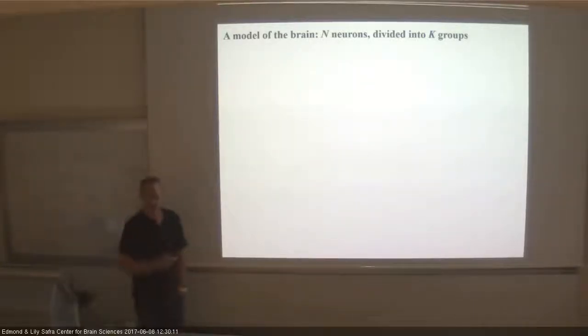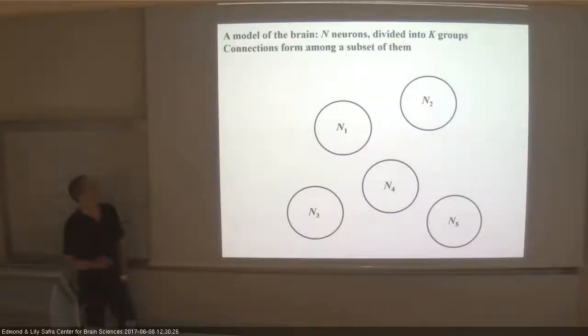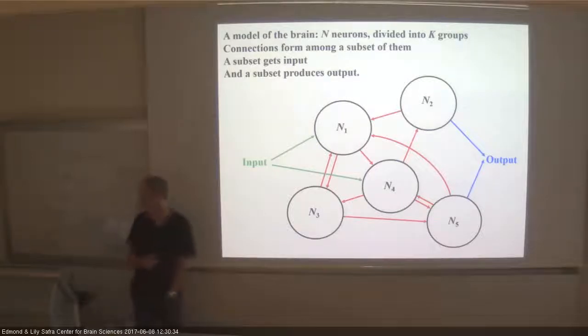I'm going to use a kind of standard model of the brain. It's got n neurons, but I'm going to divide it into k groups. These could be layers, areas, excitatory or inhibitory neurons, different subtypes. We're just thinking of groups of neurons, and each group has some property in common. We're going to connect some subset of these, just like in the brain. We have some input and some output. Pretty standard setup.